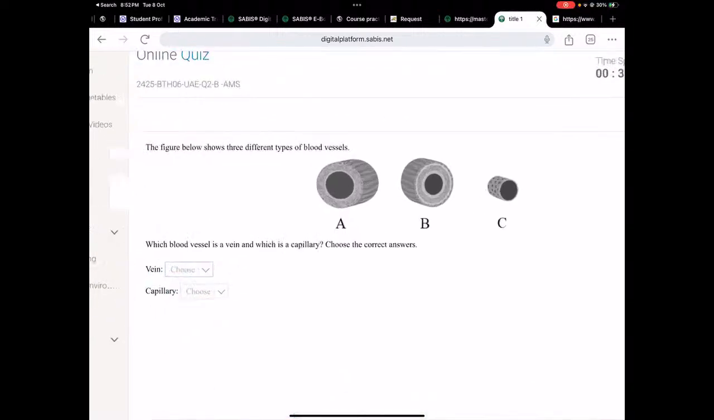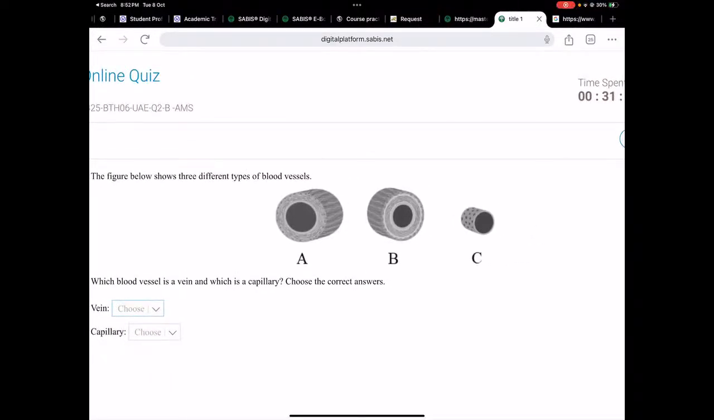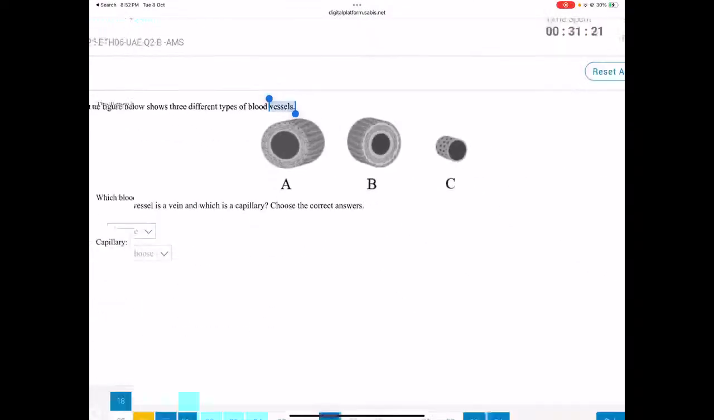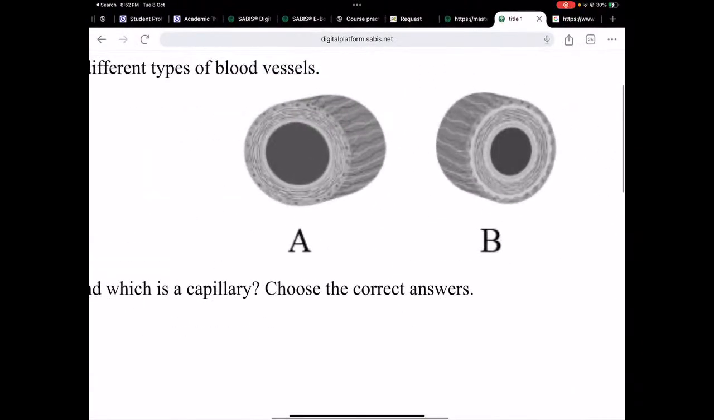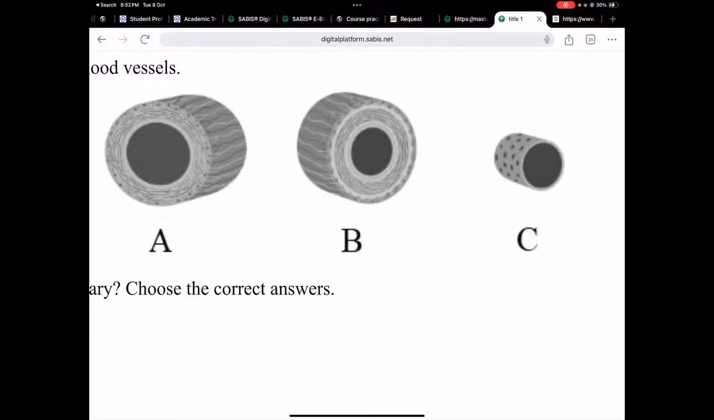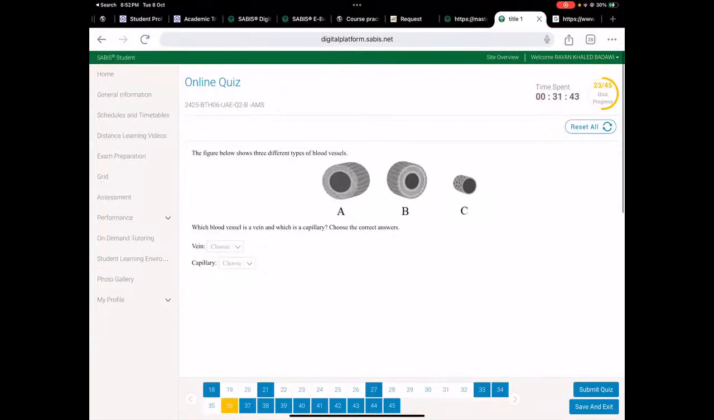Okay, guys, think about it again. B and C, exactly. Look at the layer, okay? Look at the layers. The A has the thickest layer, okay? So it should be an artery. Now this has a thinner layer, okay? So it should be a vein. This has 1 cell thick, so it should be a capillary, okay? Did you guys understand it? Just look at the thickness of the layers.